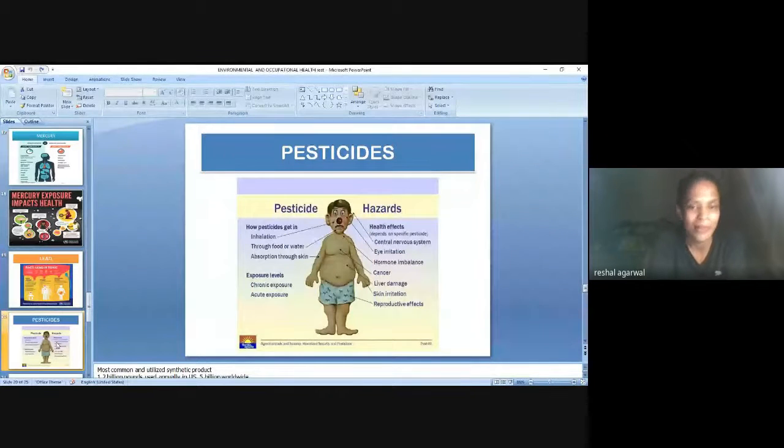Talking about pesticides, that is the most common and utilized synthetic product. 1.2 billion pounds are used annually in the US, 5 billion worldwide. If exposed during pregnancy, it can cause autism. Exposure has been linked to developmental problems and reproductive complications, which can include menstrual dysfunction, decreased sperm count, early puberty, delayed testes, abnormal ovary function, prostate and penis developmental problems, infertility, miscarriages, stillbirths, etc.